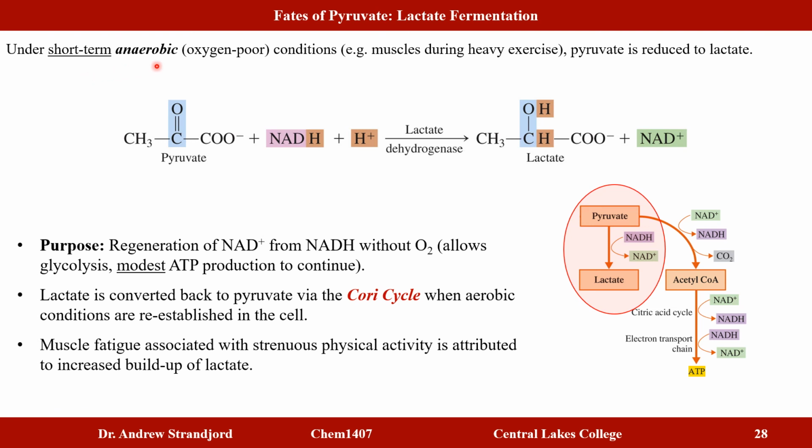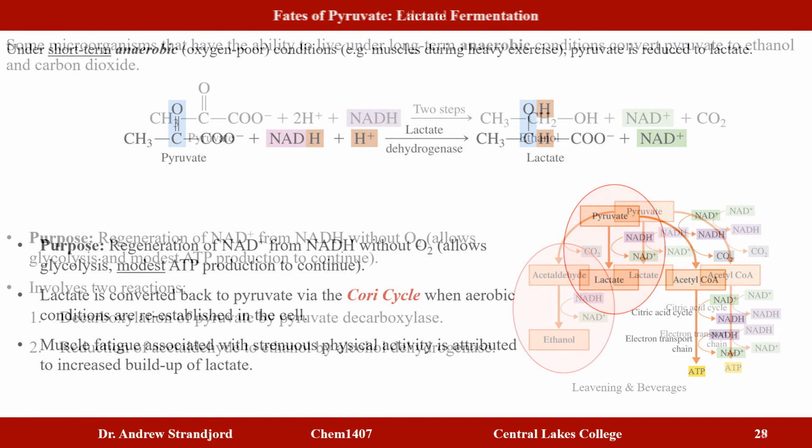Under short-term anaerobic conditions, in other words, oxygen-poor conditions, for example, during heavy exercise in the muscles, I take a pyruvate molecule, I react it with an NADH molecule and a proton to form lactate and NAD+. So the purpose of this chemical reaction is to produce NAD+, which can then be used in the acetyl-CoA and the citric acid cycle to produce energy. Later on, after the aerobic conditions are reestablished, meaning I have oxygen now, the Cori cycle can take lactate and make it back into pyruvate. So muscle fatigue associated with strenuous physical activity has been attributed to the buildup of lactate in the muscles.